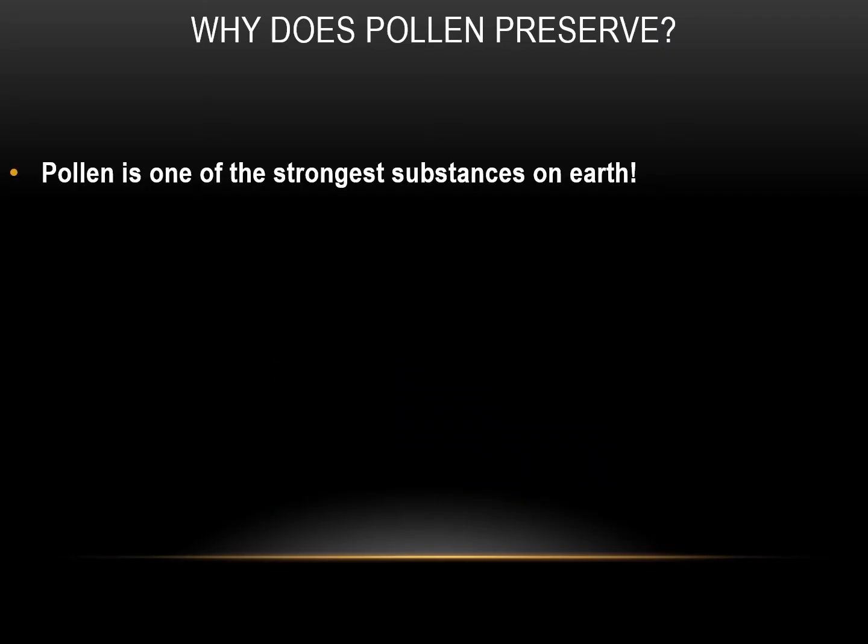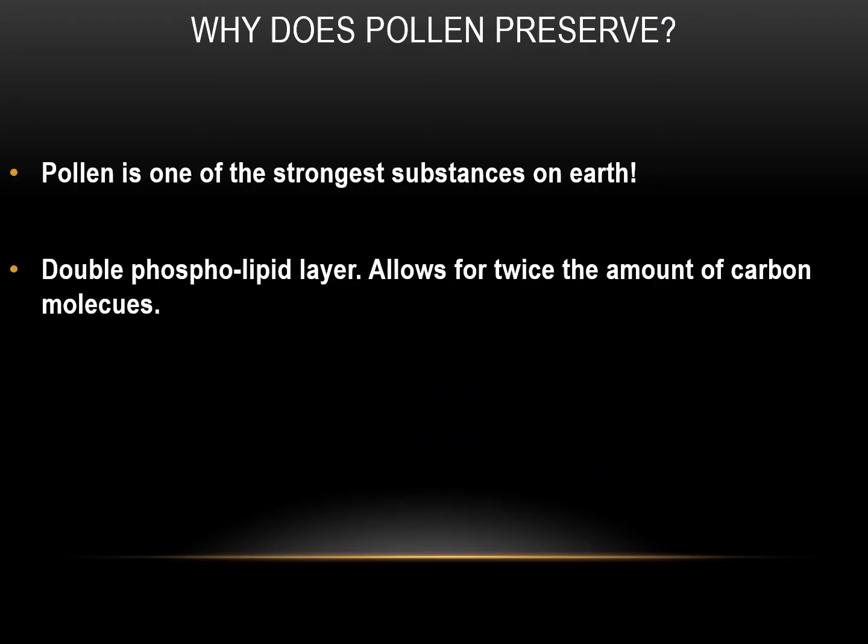Pollen itself is one of the strongest substances on Earth. There's a double phospholipid layer which allows twice the amount of carbon molecules. So essentially your pollen grains have multiple layers. You have an exine on the outside, which is an outer protective skin, and then you have an inner layer, right? And that double phospholipid layer on the outside allows for those carbon molecules to line up more precisely, which essentially creates basically nature or kind of the plant kingdom's version of carbon armor, essentially.